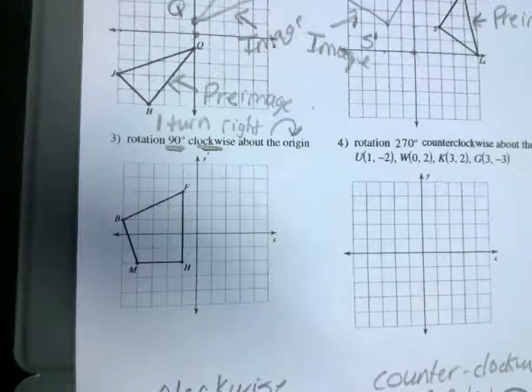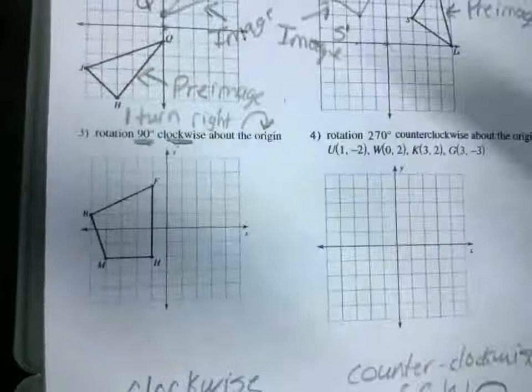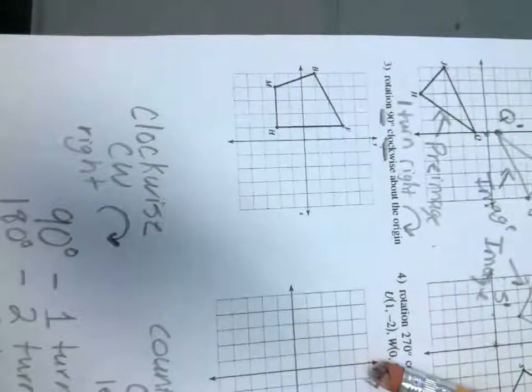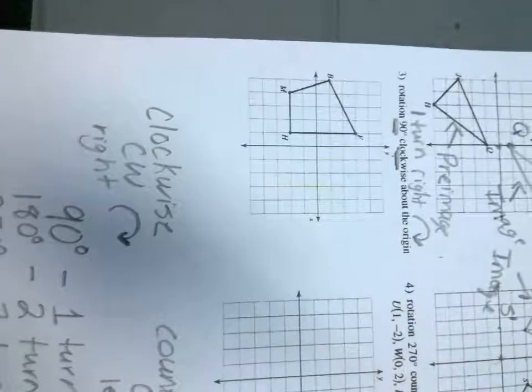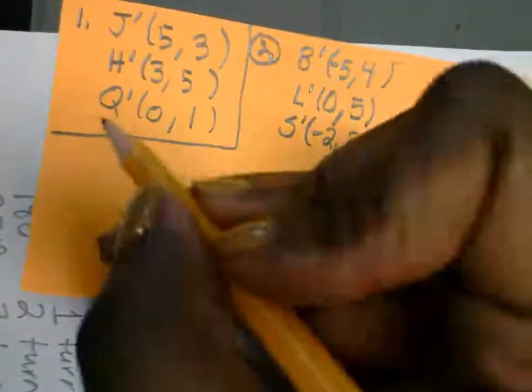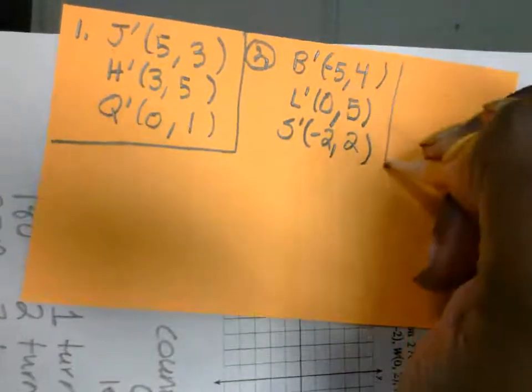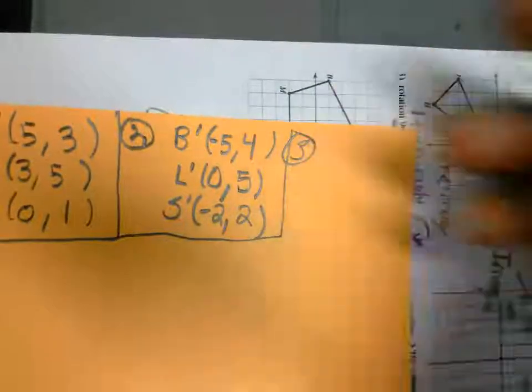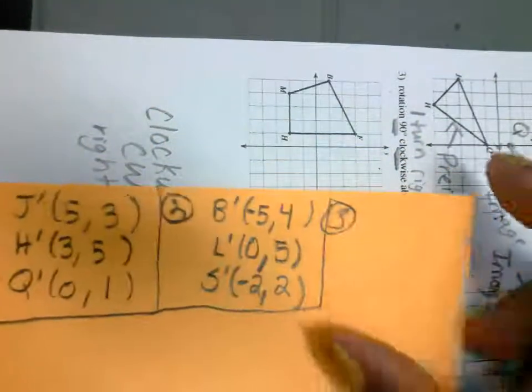All right. So now we're going to slide our paper. Tamir, you ready? Look at this. I'm going to turn my paper one time to the right, just like this. Sideways. Now I'm going to write down these ordered pairs. Number 3. We have, let's do M.